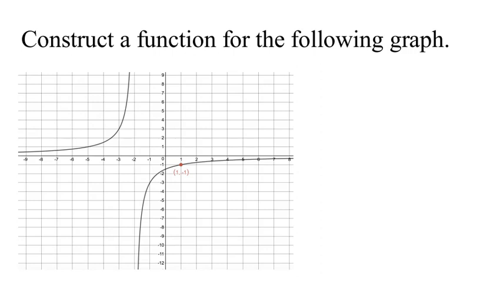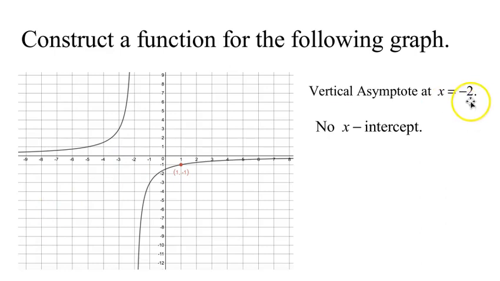Next, I want to construct a function for this graph. So let's look at it. Well, what do we see? I've given you a point at 1, negative 1. I have a vertical asymptote at negative 2. There don't appear to be any x-intercepts. So if the horizontal asymptote is y equals 0, we have a bottom-heavy fraction of sorts. So let's go ahead and do our analysis. Again, vertical asymptote at x equals negative 2, no x-intercepts. So I have to have x plus 2 downstairs somehow, but I don't know what this multiplier is.